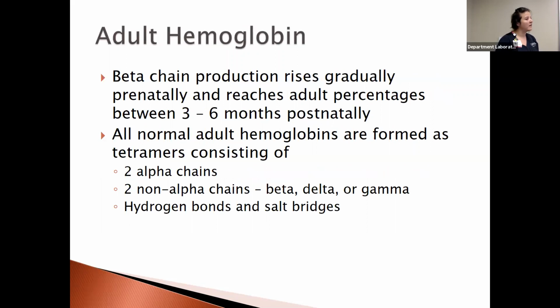Right, and just like we looked at in that chart, beta chain production is going to rise gradually, and it's going to reach adult percentages between 3 to 6 months, which is when the alpha chains and beta chains should be at their peak. And again, so you'll have 2 alpha chains and 2 non-alpha chains.